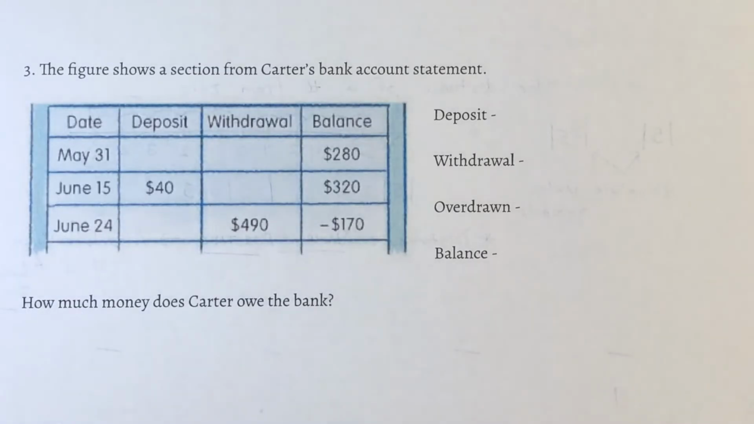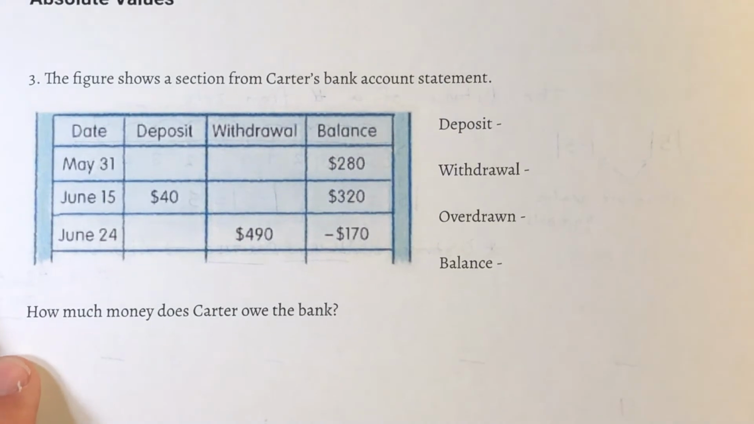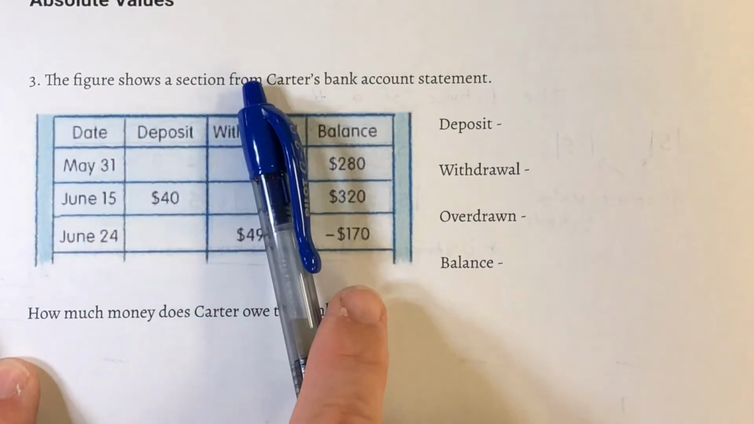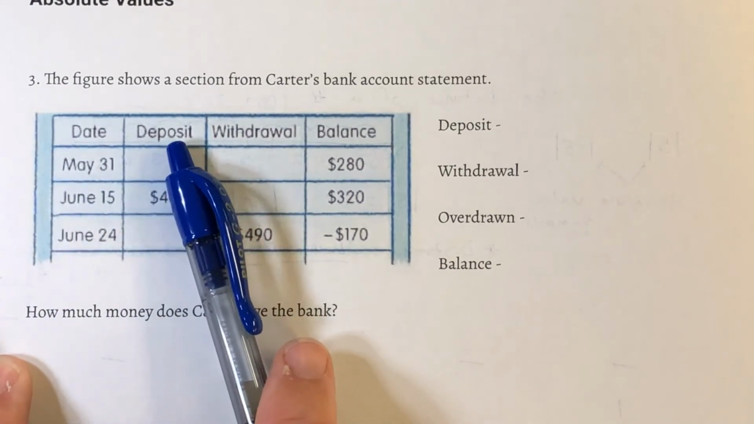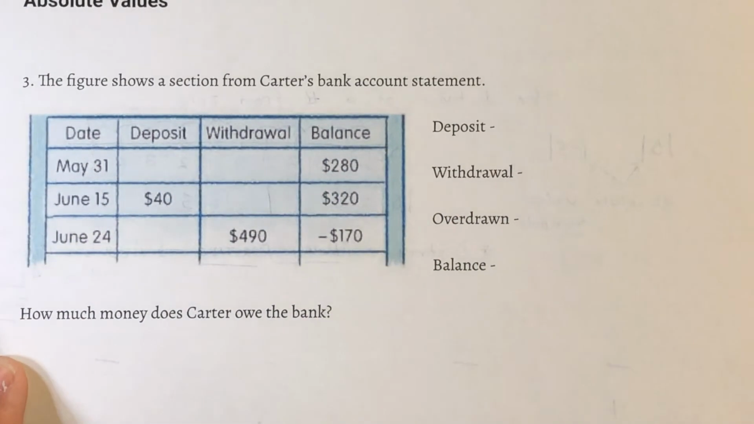Okay, another use for absolute values: bank accounts, or money. So in this figure, it shows a section from Carter's bank account statement. We see all these different words: deposit, withdrawal, balance. Let's go over those first.